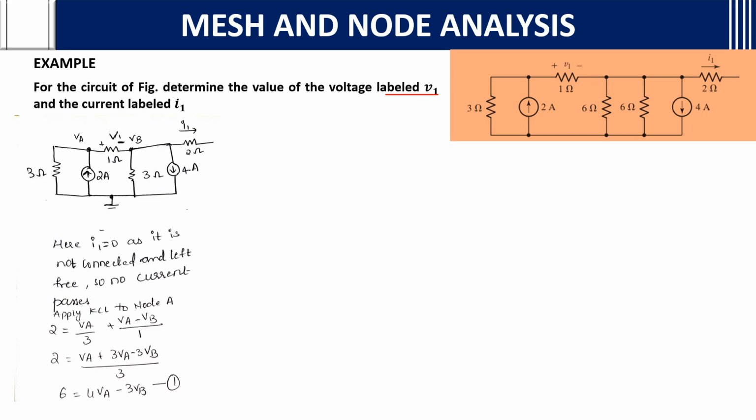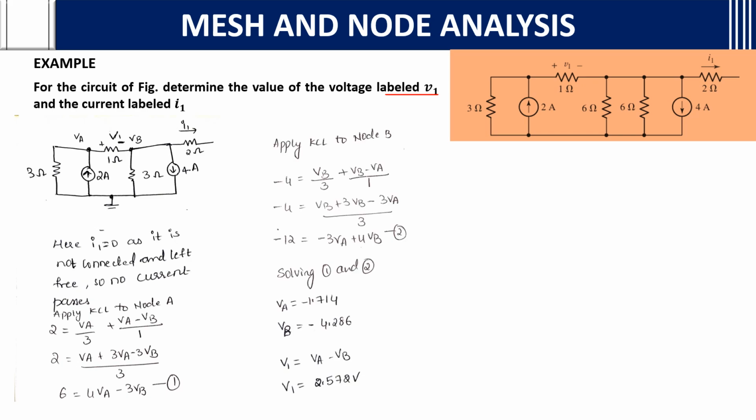Now we should write the KCL for node B. If you consider the incoming current, and this is outside and this is outside, as you can see the current is going opposite to what we have taken, so we will take minus 4. The summation of the incoming current is minus 4, since it is going opposite. The outgoing current sum is VB by 3 and VB minus VA by 1 ohm. If you solve that, you will get the second equation: minus 12 equals minus 3 VA plus 4 VB.